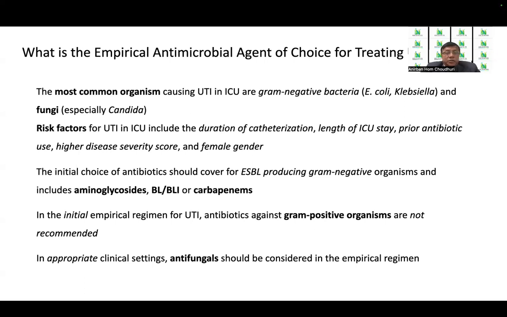The initial choice of antibiotics should cover ESBL-producing gram-negative organisms, and this includes aminoglycosides, BLBLI, or carbapenems. In the initial treatment regimen, antibiotics against gram-positive organisms are not recommended because they are not responsible for urosepsis in the primary place. And in appropriate clinical settings, like if a patient is on immunosuppressive therapy or on long duration of steroids, etc., antifungals can be considered in the empirical regimen.